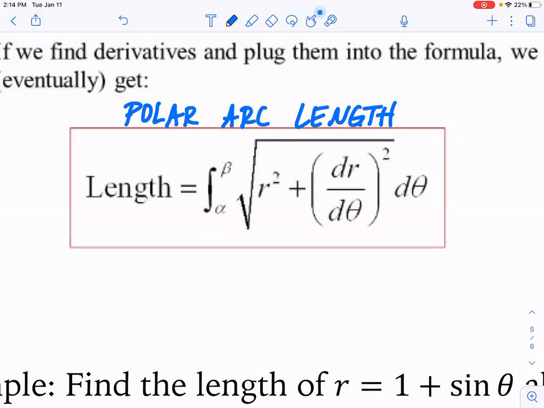Do we have this written down? Because we're going to do an example of finding arc length. You ready? This is our third example.